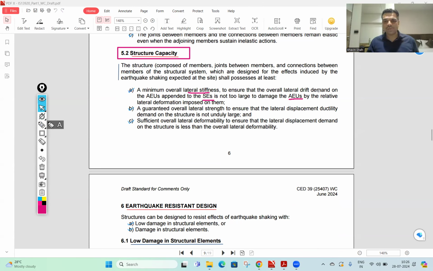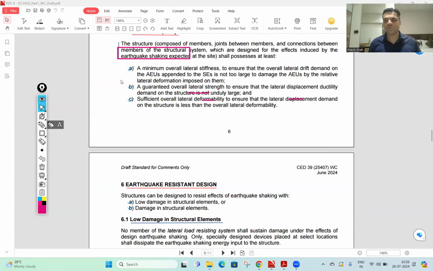So the overall lateral drift demand on the AUs appended to the SEs is not too large, so that AUs should not sustain any kind of damage, or rather they should be able to sustain the demand which is imposed on them when they are appended to the SEs. Now here again I think more specific detail would be required, like what is the specific limit up to which we can consider.